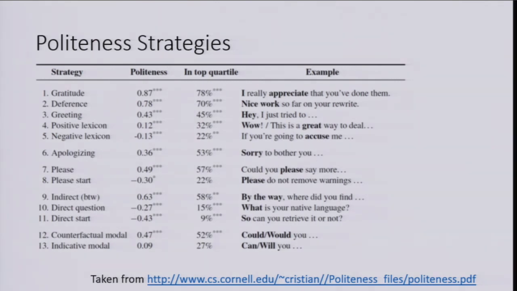For the top quartile, I'm not too sure, but I think they took all the polite sentences, and then checked how many in the top quartile have gratitude. It's a scale of 1 to 10, right? So let's say the top quartile will be 7.5 and above. Whatever has been marked there, how many, 78% of those have gratitude. So like that.